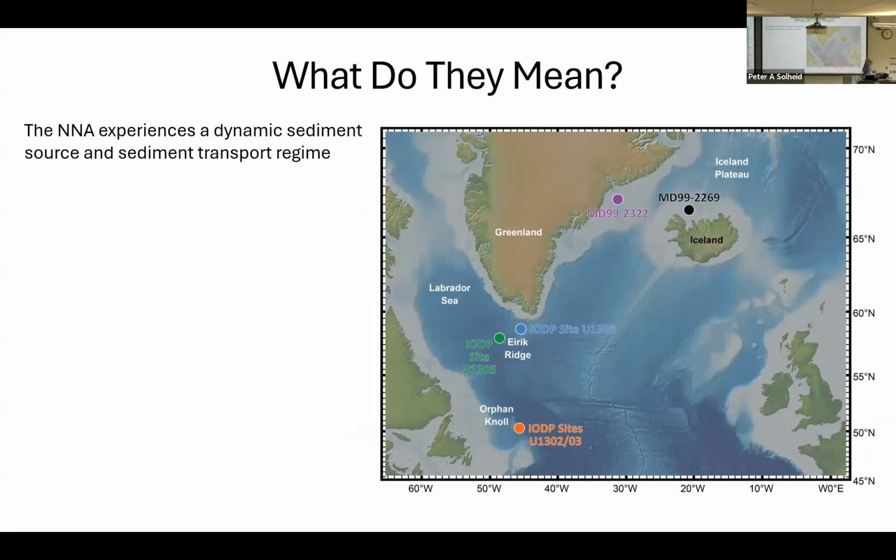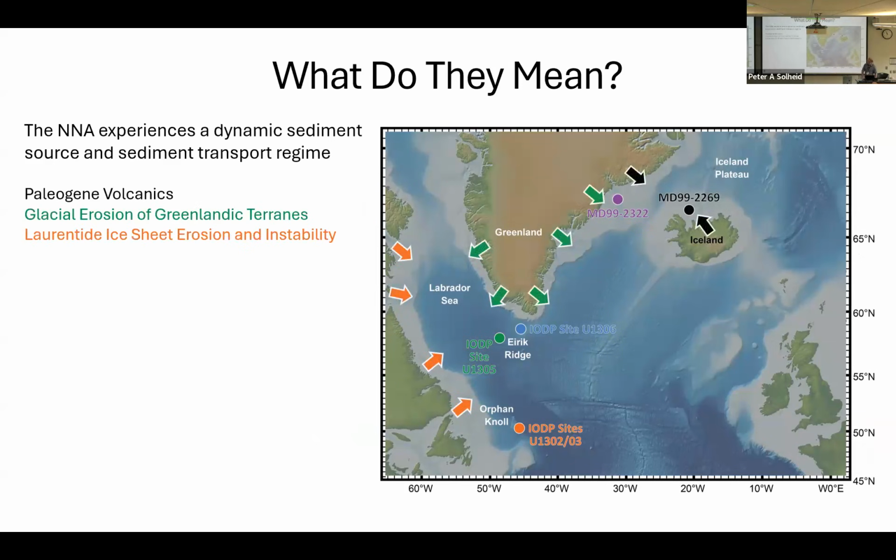The Northern North Atlantic experiences a dynamic sediment source and sediment transport regime that's highly variable over spatial and temporal timescales. We see erosion of different source materials. Paleogene volcanics are really important, Iceland and East Greenland. Glacial erosion of Greenland over glacial timescales is really important, delivering material into the central North Atlantic. And then the Laurentide ice sheet, when it covered much of northern Canada, is really important for delivering material, again over glacial timescales, into the Labrador Sea.